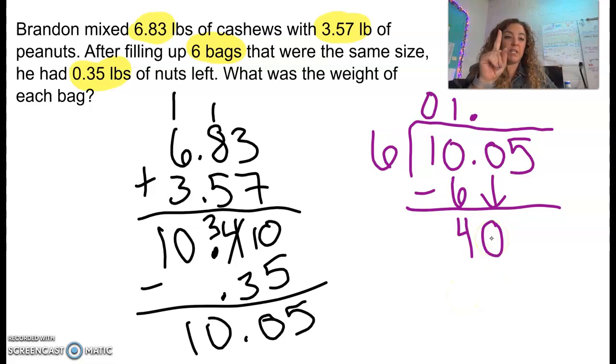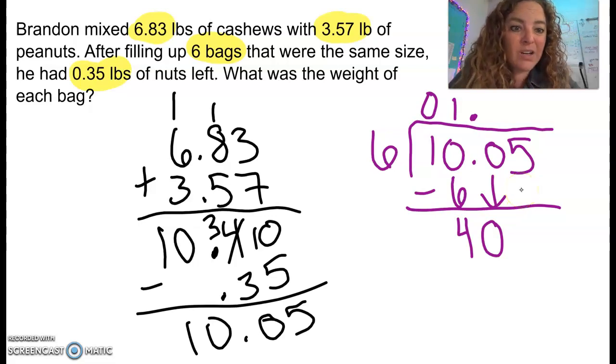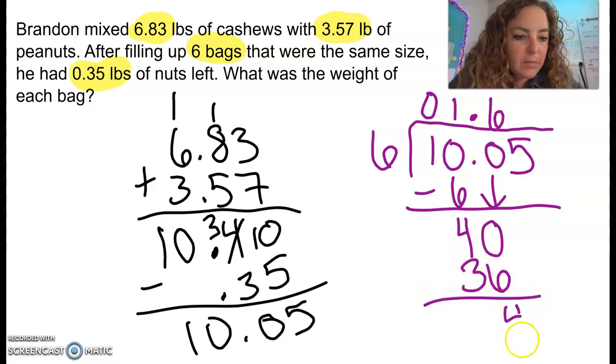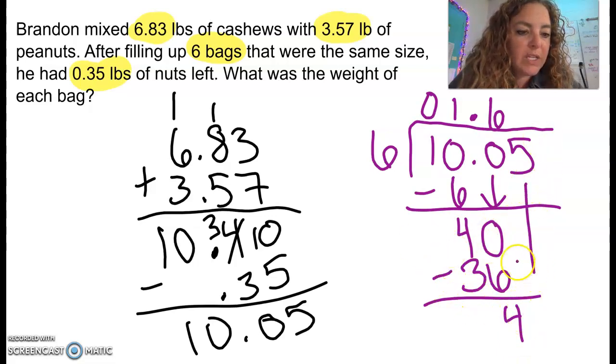Okay, 6 into 40. 6 goes evenly into 40. Let's see, 6, 12, 18, 24, 30, 36. Oh, it doesn't go evenly in. Bummer. So 6 times 6 is 36, and that's as big as I'm going to get it to go. So I'm going to bring down my 4, subtract, right? 40 minus 36 is 4. Bring down my 5. Now it will go in evenly.